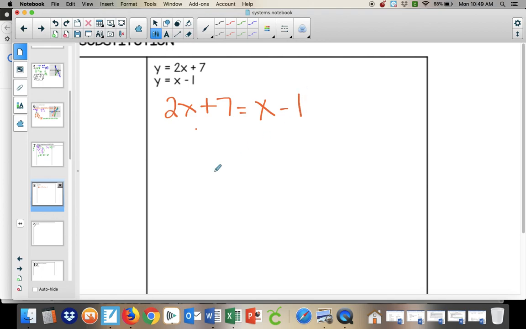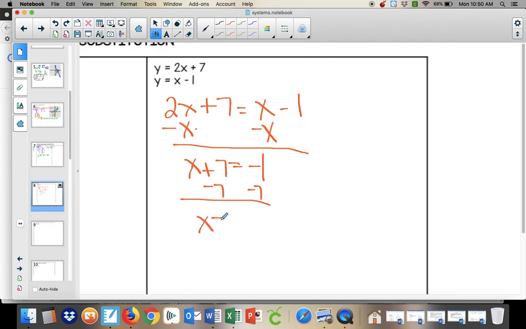So 2x plus 7 equals x minus 1. Now we solve for x. So I'm going to take away x. x plus 7 is negative 1 minus 7. So x is, again, negative 8. So part of our answer we know is going to have negative 8.